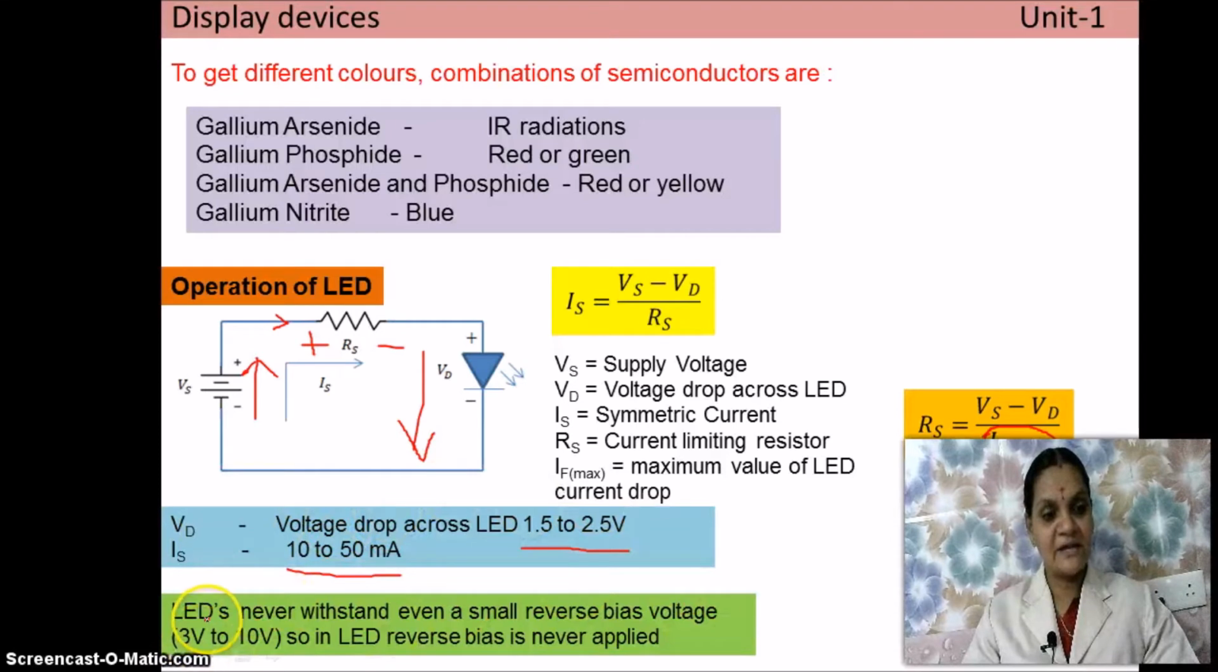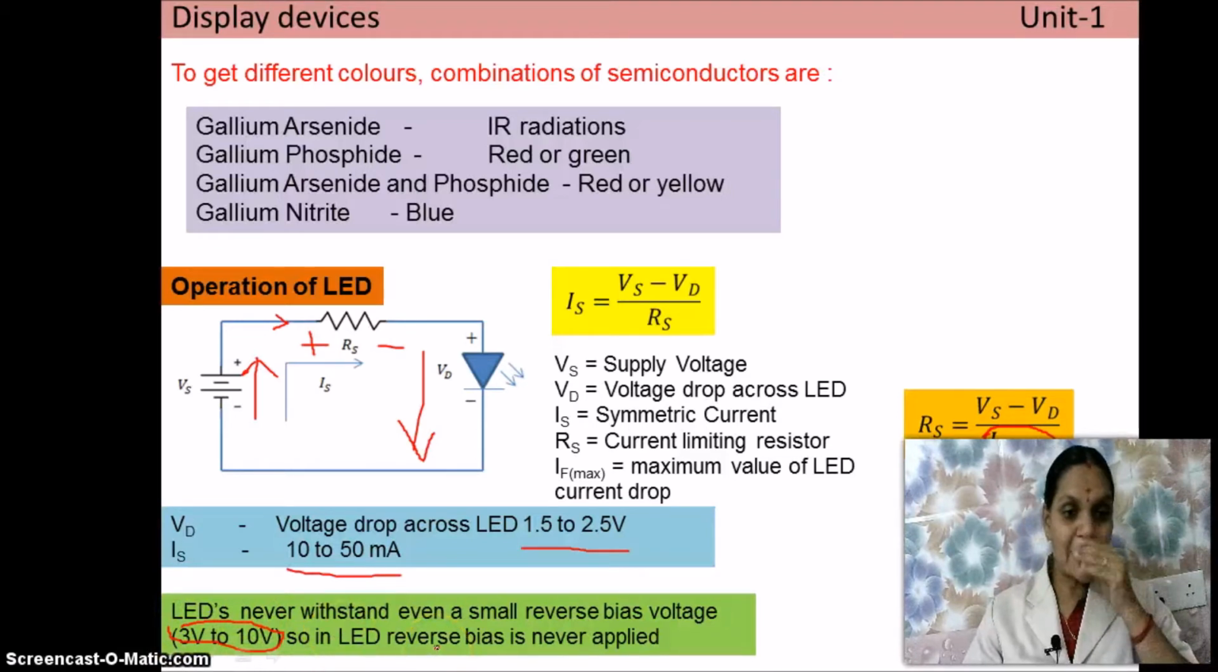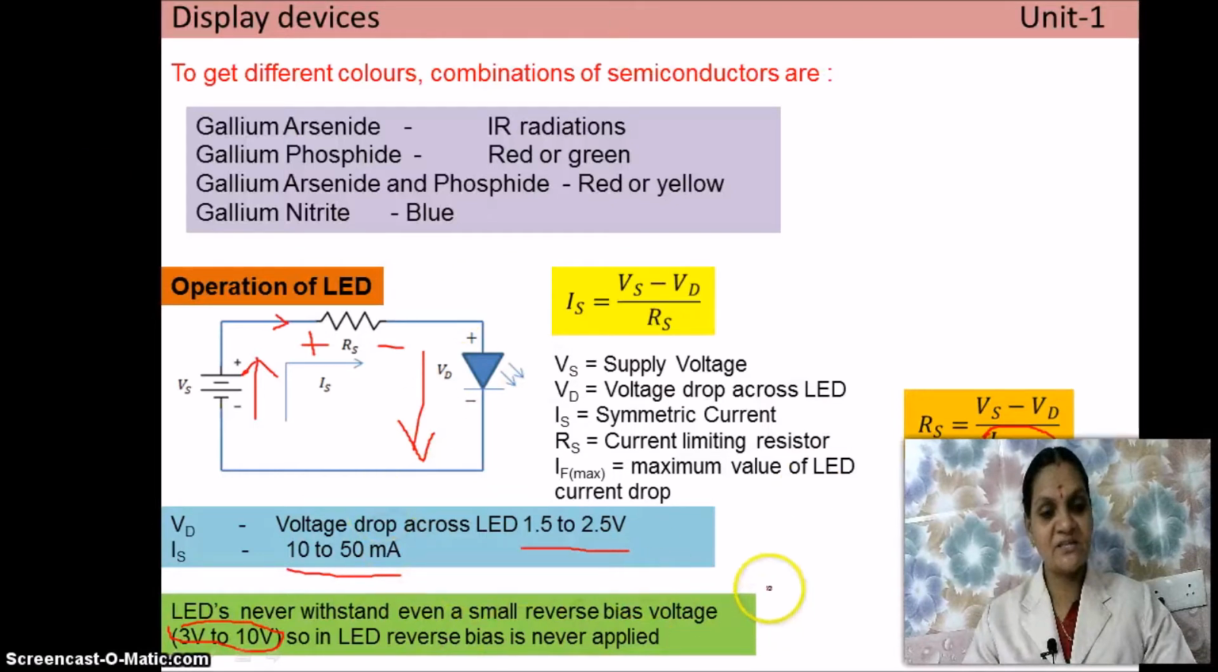And the next one is, the LED never withstands even a small reverse bias voltage. Even 3 to 10 volts it cannot withstand. So normally reverse bias is never applied in an LED, but in a multicolor LED with some restriction, this is possible during the manufacturing process itself. Because we cannot give the reverse bias externally, but during the manufacturing process it is possible. So these are all the things you have to keep in mind regarding the operation of LED and some constant values of LED.